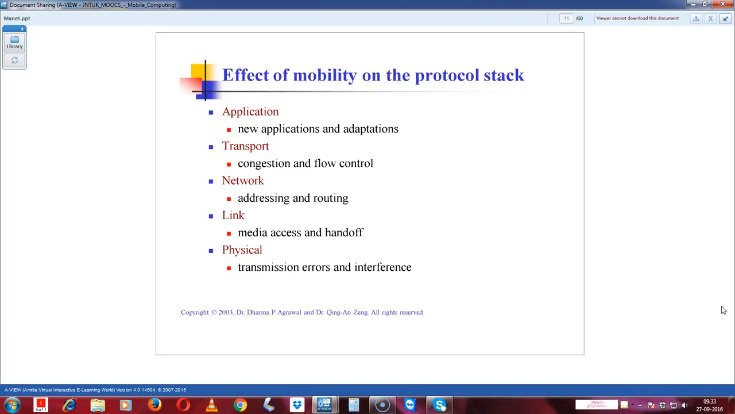So, there can also be some interference by some nearby devices. Transmission errors and interference can happen in the physical layer. Then the link layer is basically your media access control layer. Next comes the network layer, where we basically do routing and addressing: network packet fragmentation, packet routing, and packet addressing.